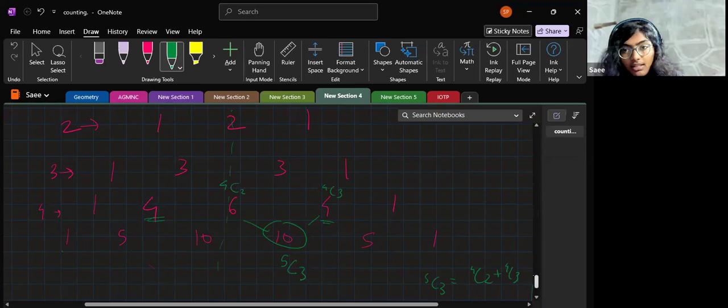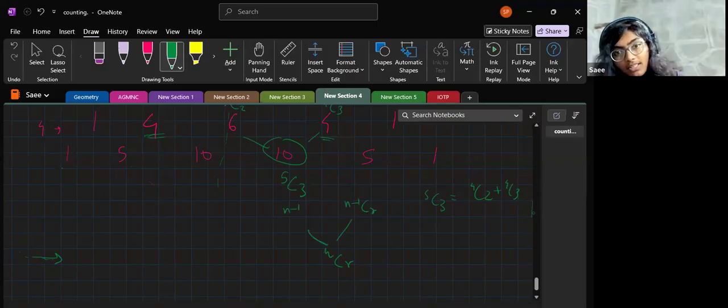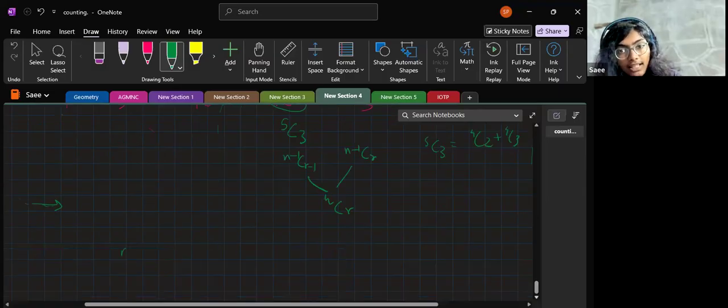Anyways, there seems to be this other pattern also, 4C2 plus 4C3. We can generalize this by looking at the nth row and the rth number. If you have nCr, it's going to be the sum of these two things: n minus 1 C r and n minus 1 C r minus 1. So you get Pascal's identity: nCr is n minus 1 C r plus n minus 1 C r minus 1.